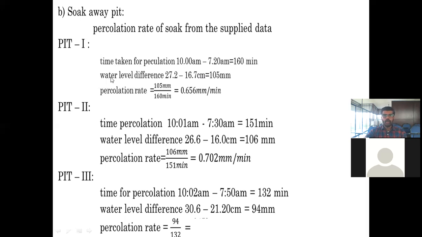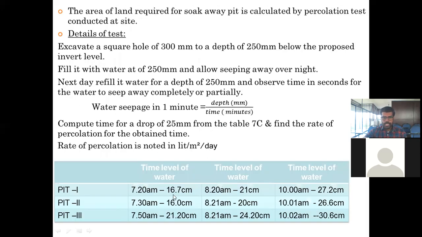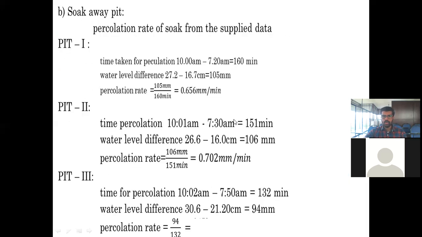So what will the water level difference be? 16.7 to 27.2, that is 105 mm. The water level difference is 105 mm and the time difference is 160 minutes. So the percolation rate is the water level difference divided by time taken, which is 105 divided by 160. We get 0.656 mm per minute as the percolation rate in pit number 1.